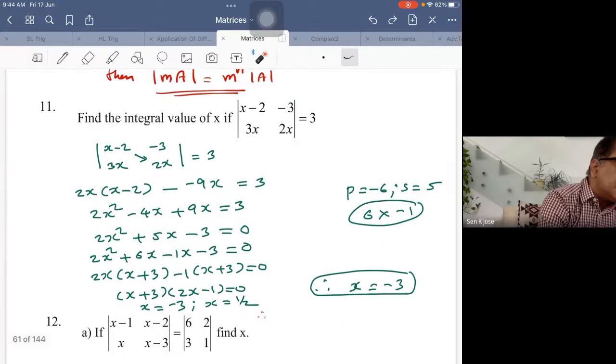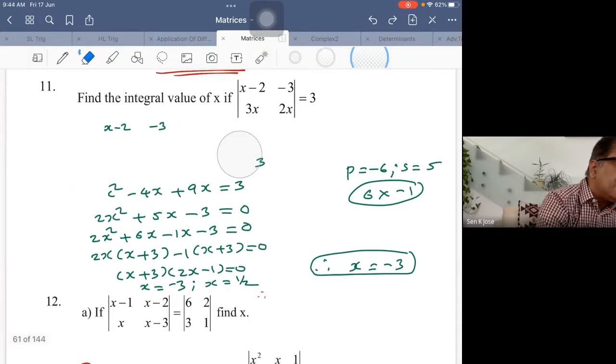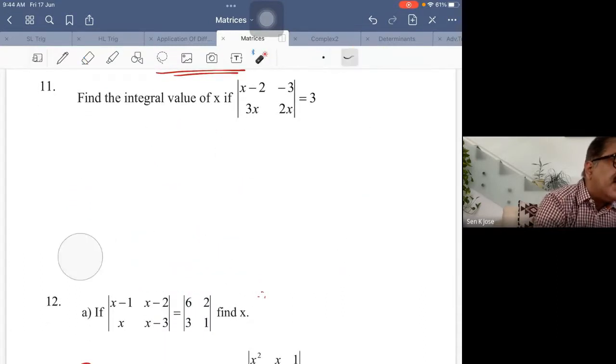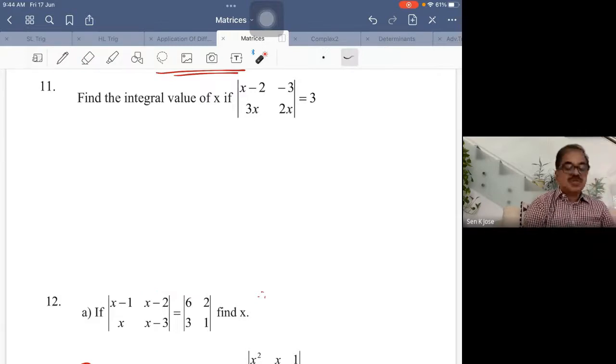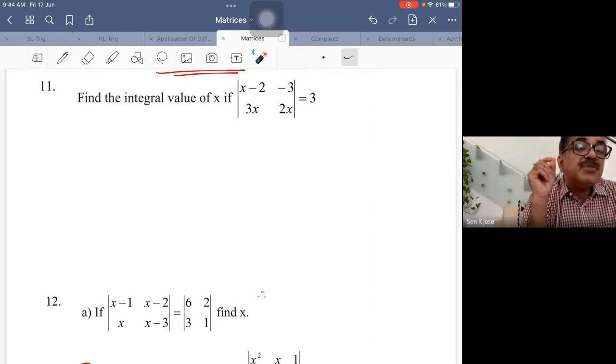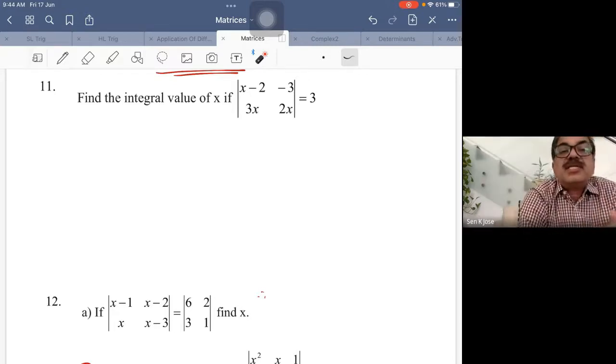So that's the result. And then look at this question now. It says find the integral value of x. Now, what's the meaning of that question? Integral value means you need to find the value of x, but it has to be an integer. If you get a fraction or a decimal as an answer, don't list it along with the answers. Your answer should only be an integer. Basically, the question is to solve this equation.